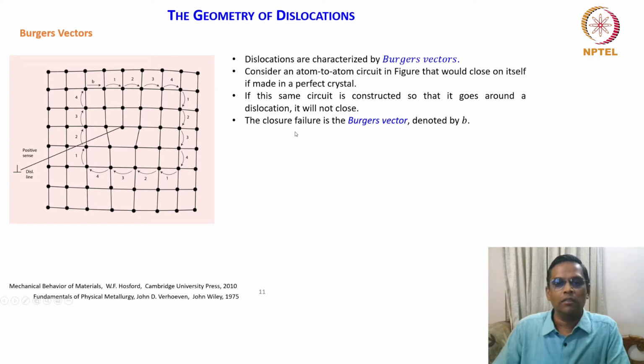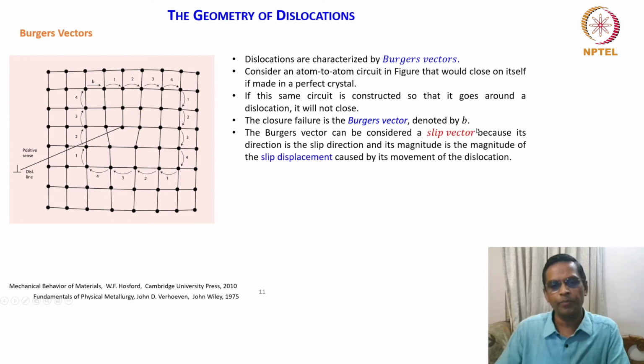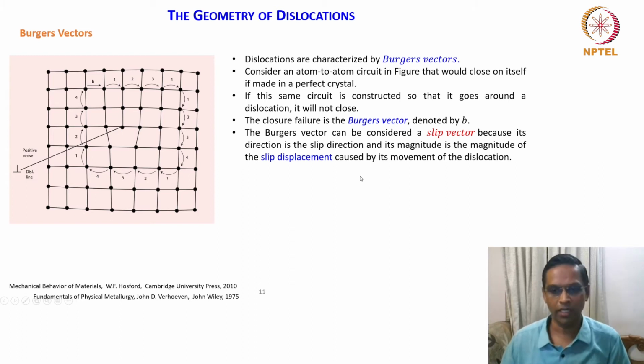Yeah. The closure failure is the Burgers vector denoted by B. The Burgers vector can be considered as slip vector because its direction is the slip direction and its magnitude is the magnitude of slip displacement caused by the movement of the dislocation. So this is very important because the Burgers vector describes the slip direction as well as the magnitude of slip displacement. That is why it is very important.